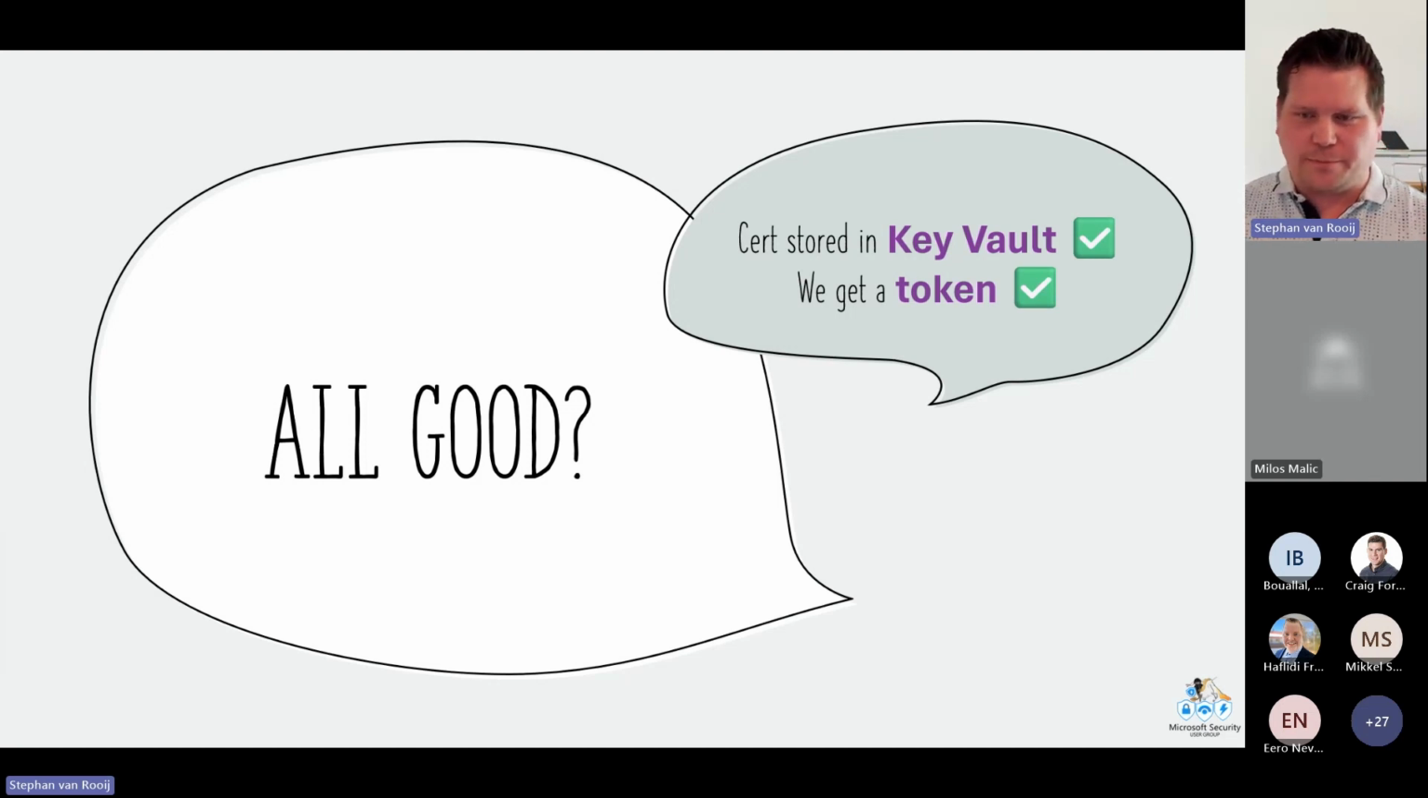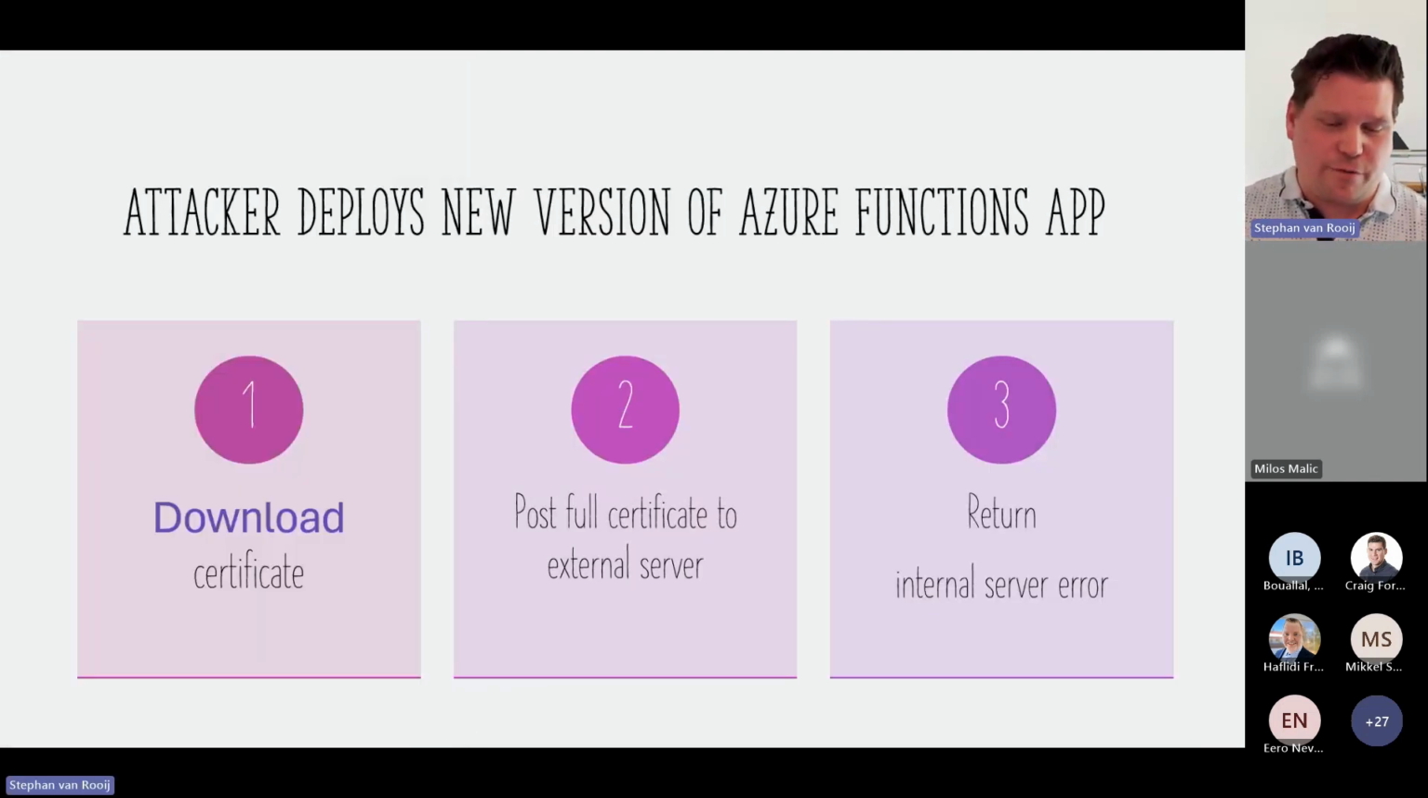Let's assume we have an attacker that's able to deploy a new version of our function app. Instead of using it to sign into Graph, they download the certificate as before. They post the full certificate to an external server, and then you return whatever you want in the Azure Function app.